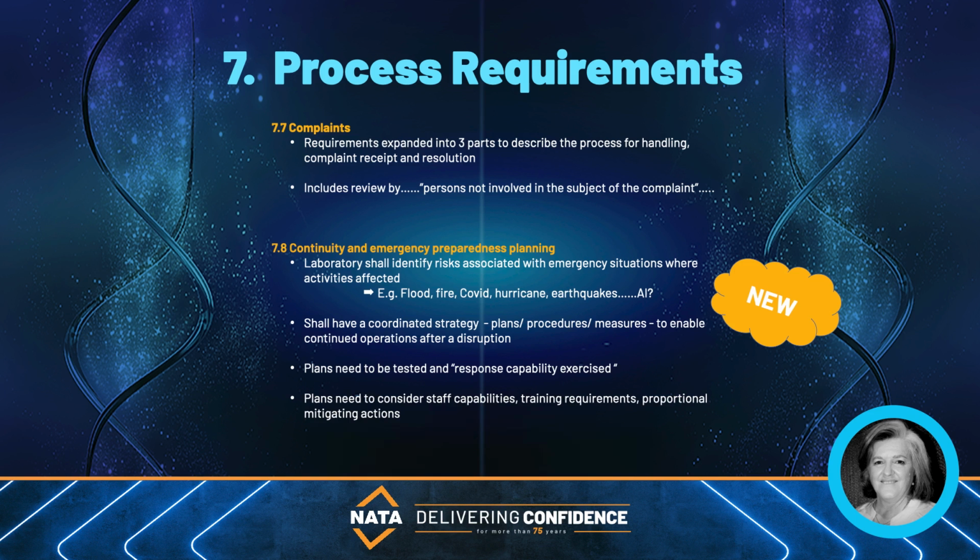Section 7.8 is new and deals with continuity and emergency preparedness planning. Labs shall ensure that risk associated with emergency situations or other conditions where lab activities are limited or unavailable have been identified, and that there is a coordinated strategy that involves plans, procedures, and technical measures to enable continued operations. This includes such things as flood, fire, earthquake, and storms. Plans shall be periodically tested and the planned response capability exercised where possible.